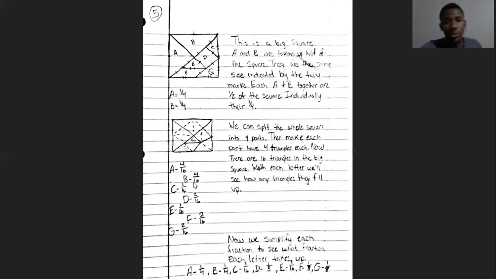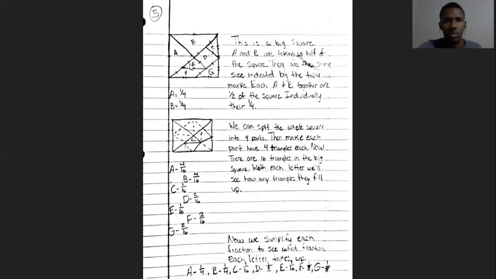B takes up the same amount, 4 over 16. Now I have C right here. You see C? Come over here, you see it right there. Same. It's 1 over 16. Now D. D takes up 2, as you can see, compared to the size. D takes up 2 triangles, 2 over 16.